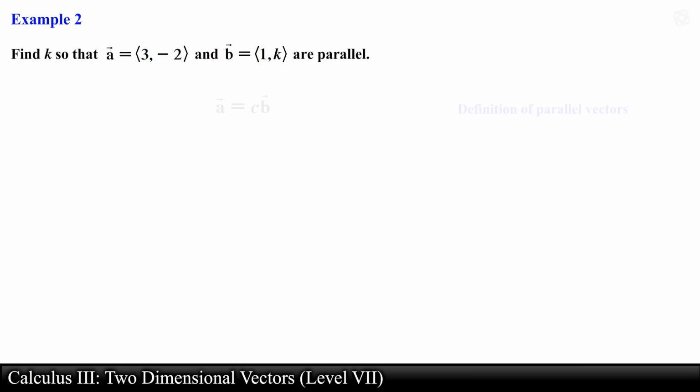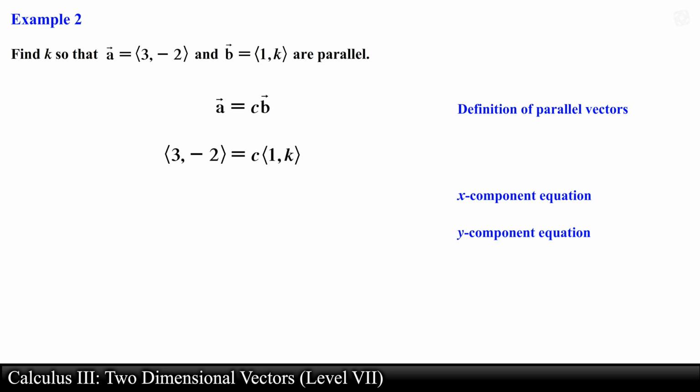Recall that two vectors are parallel to one another if one vector is a scalar multiple of the other vector. In other words, vector A equals C times vector B. With this relation, we can go ahead and find K. We first break apart this vector relation component-wise. This will yield two distinct equations.